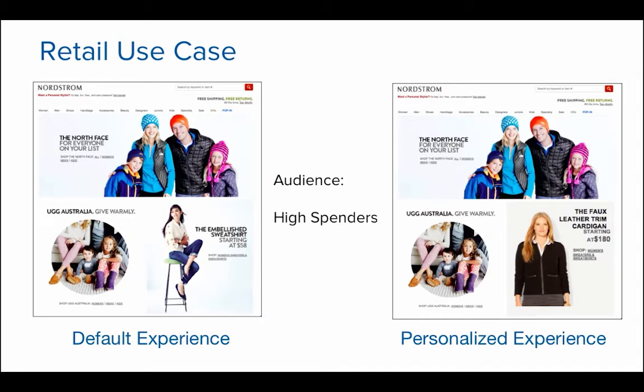So say through Tealium, you've defined a user as a high spender. So if you look at this Nordstrom example, and of course this is purely hypothetical, you see that their default experience in the lower right-hand corner, they're advertising a sweater at $58. But now it might be possible to bump up the average order value if you know that the user is a high spender and they aren't as price sensitive. So you might want to show them this faux leather trim cardigan at $180 instead. And so you've already personalized your experience for the particular type of buyer that you have.